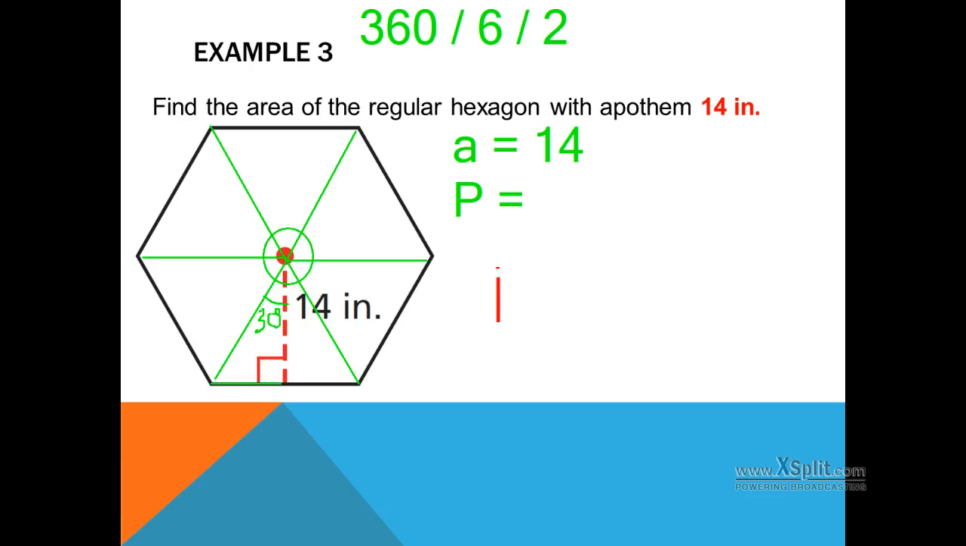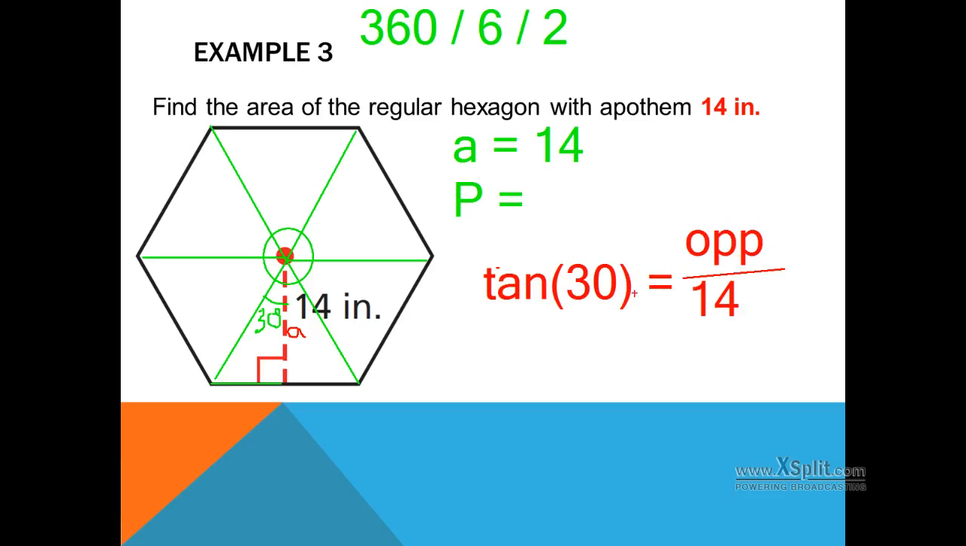Doing some trig, we have the apothem already, which happens to be the adjacent. We need the opposite over here. We don't have it yet. So we could do tangent of 30 is equal to our opposite side that we don't know, divided by our adjacent side, which we do know. It happens to be 14. Cross multiply, I can type 14 times tan of 30 into a calculator. That's going to give us 8.08.